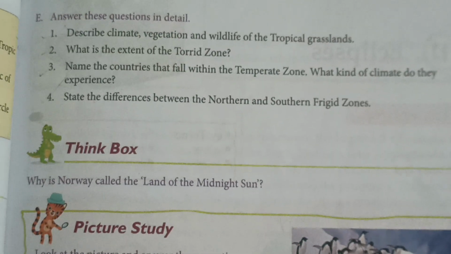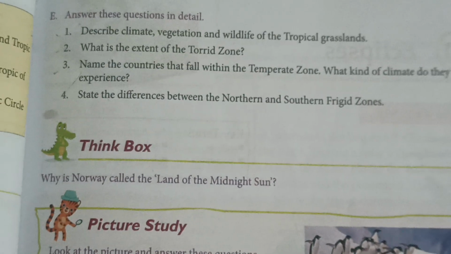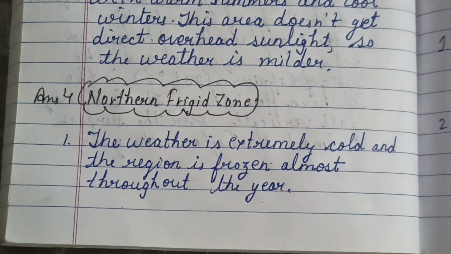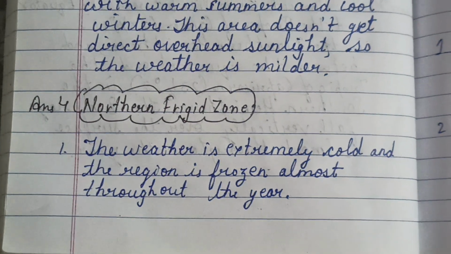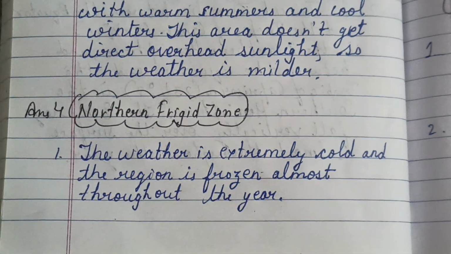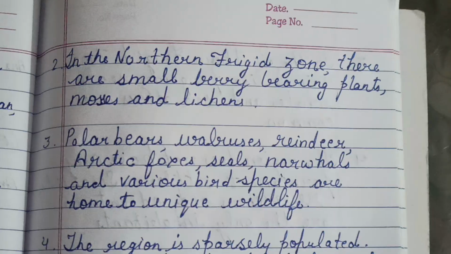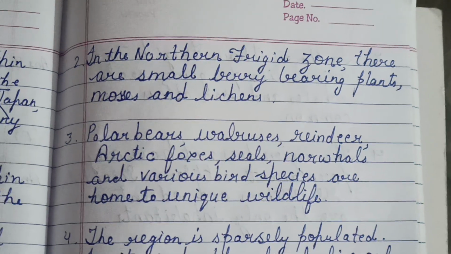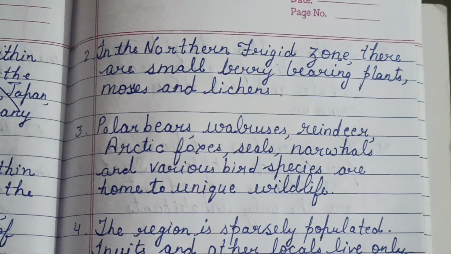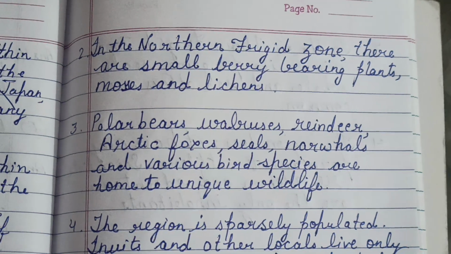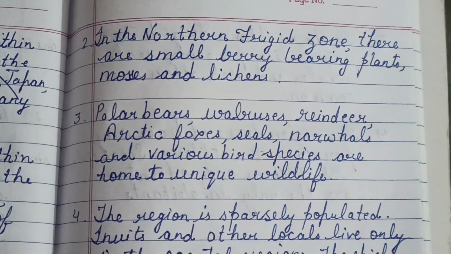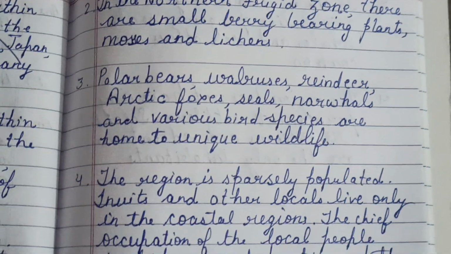And the last question, number 4, state the differences between the northern and southern frigid zones. So let's begin with the answer. So first we'll begin with the northern frigid zone. Number 1. The weather is extremely cold and the region is frozen almost throughout the year. Number 2. In the northern frigid zone, there are small berry bearing plants, mosses and lichens. Number 3. Polar bears, walruses, reindeer, Arctic foxes, seals, narwhals, and various bird species are home to unique wildlife.